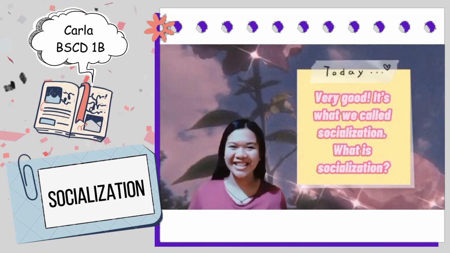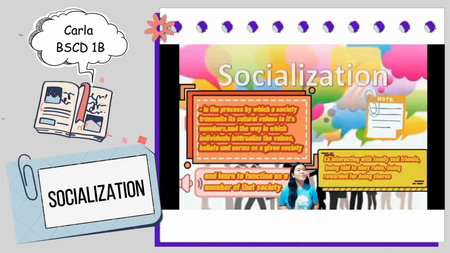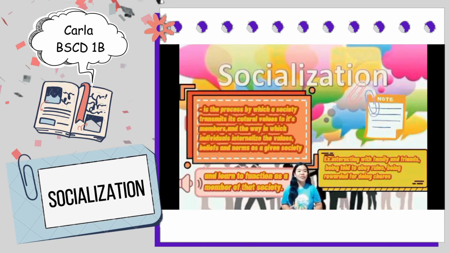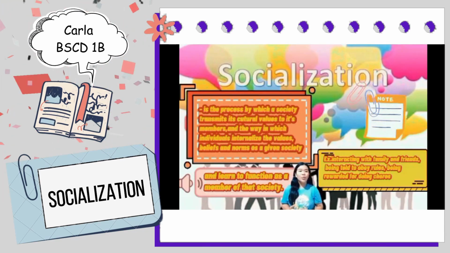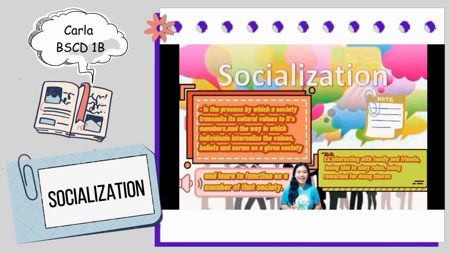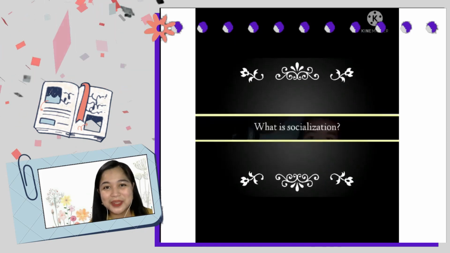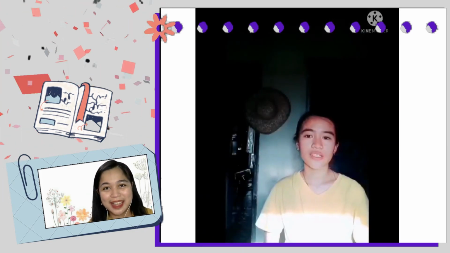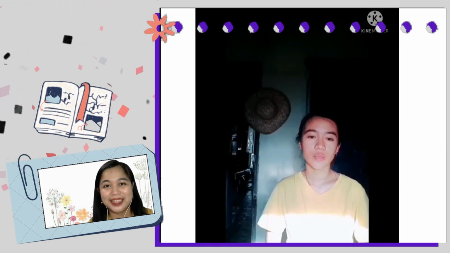What is socialization? Socialization is a process by which a society transmits its cultural values to its members, and the way in which individuals internalize the values, beliefs, and norms of a given society and learn to function as a member of that society. Those were very good explanations about socialization given by Team 1.